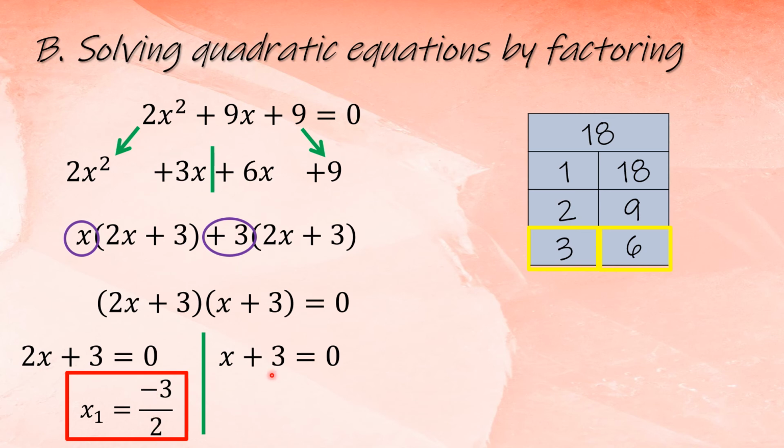Next is the value of this one. So, x sub 2 is equal to negative 3. Why? Because we transpose positive 3 to the right side of the equation, so this will now become negative 3. Again, remember, the final answers or the two values of x in this given quadratic equation are negative 3 over 2 and negative 3.